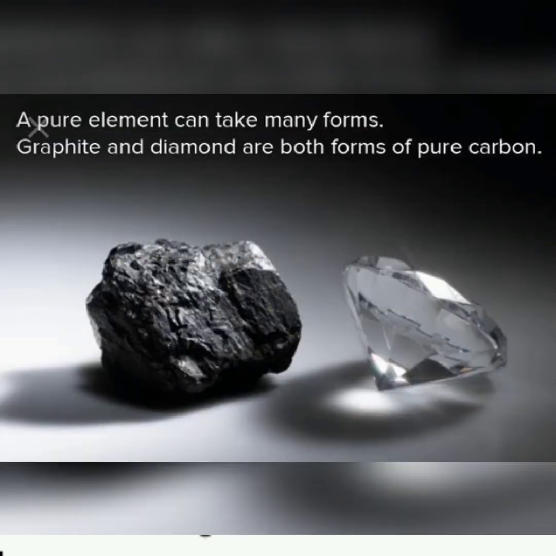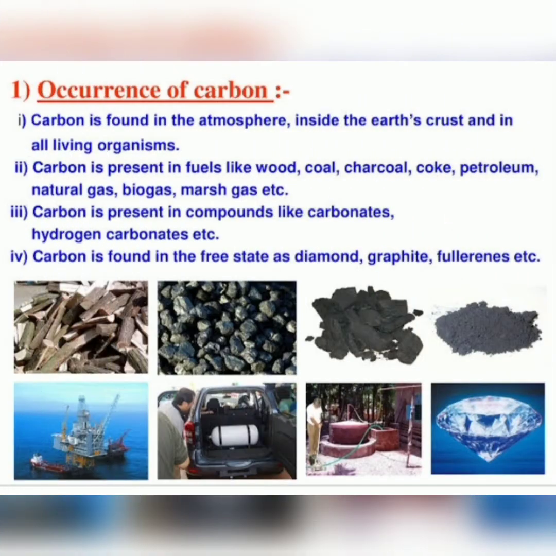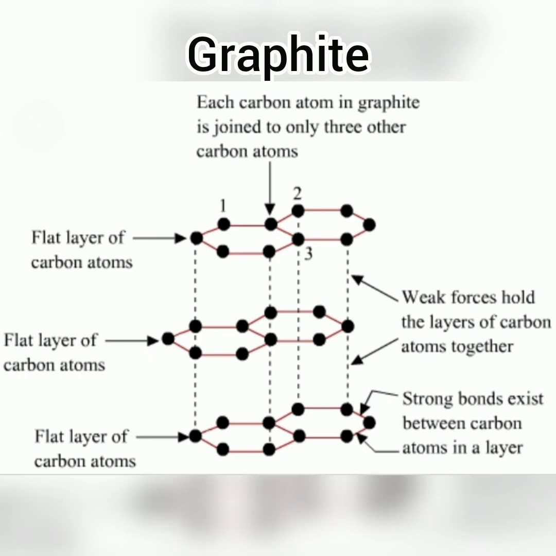Now we are going to talk about the existence of carbon. Carbon exists in two forms, graphite and diamond. Everything around us such as clothes, medicines, books, etc. all are carbon based. Carbon is present in very minute quantities in atmosphere and in the earth's crust. Now we are going to talk about its two allotropes, graphite and diamond.